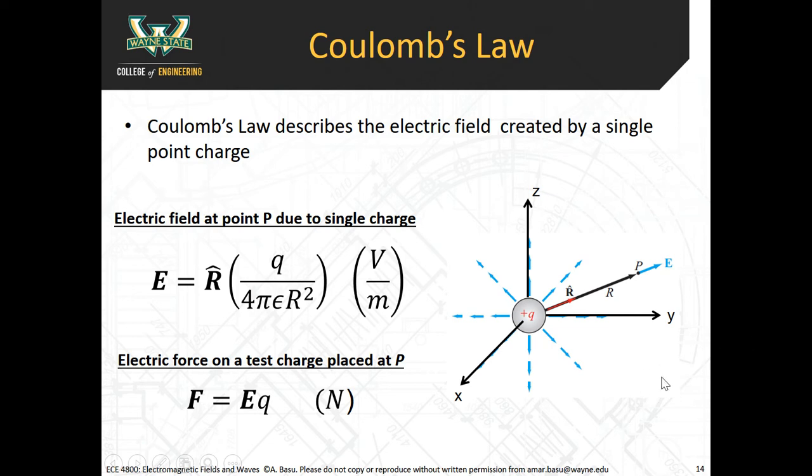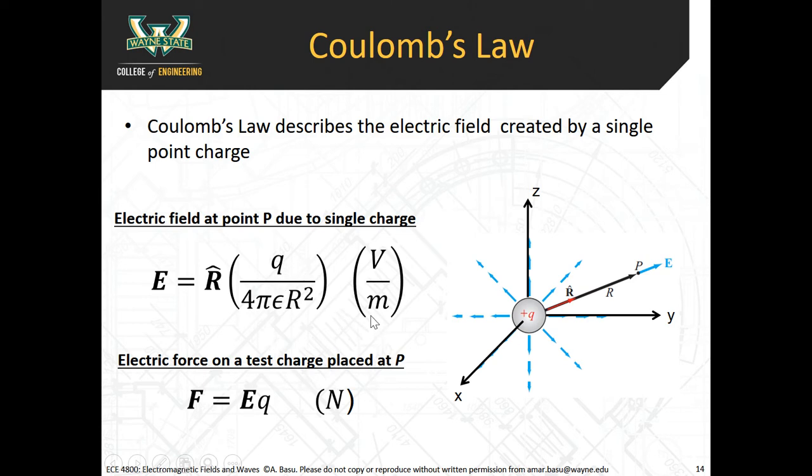Okay, so this part that I'm circling here with the mouse right now, this is r, which encompasses the entire distance from Q to P. R hat is only a part of that. It has a length of 1. That's the unit vector here. So this is r hat, shown in red. All right, now the magnitude of it is equal to q over 4 pi epsilon r squared.